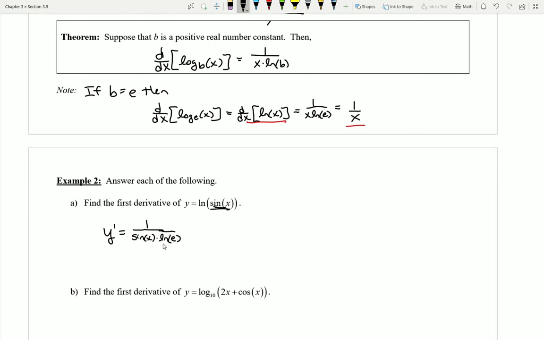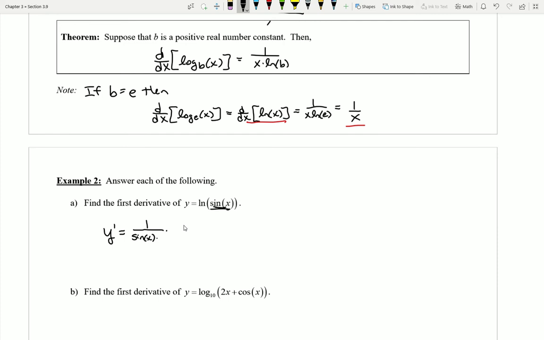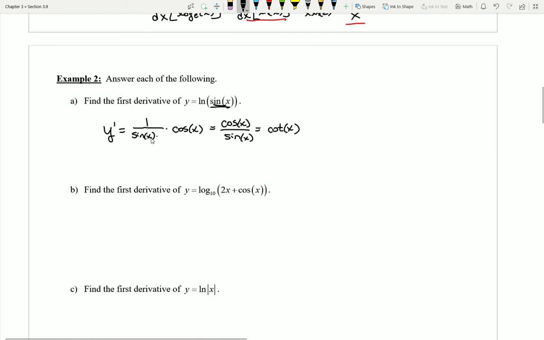Now actually the natural log of e is 1, so if you didn't bother to write this down, that's also perfectly fine, and you could have just had 1 over sine. But now, since my inside is not just an x, I would have to follow up with a chain rule, and I have to say the derivative of the sine function is now going to be cosine of x. So I really have cosine of x over the sine of x, and actually if you wanted to, you could rewrite that as cotangent of x. Okay, so there we go. That's what I would do for part A.